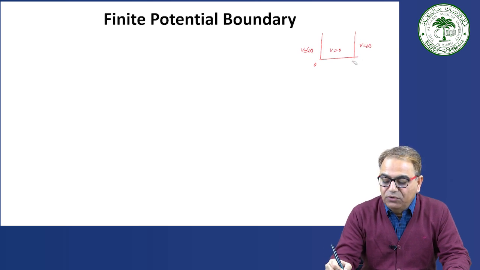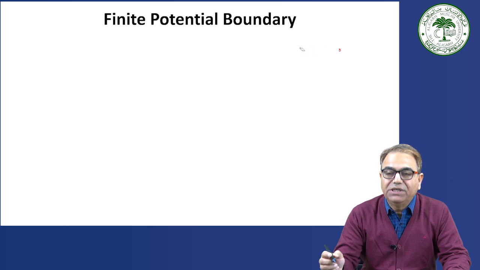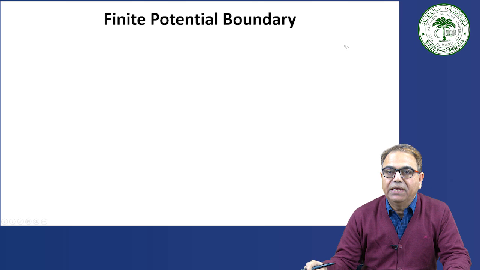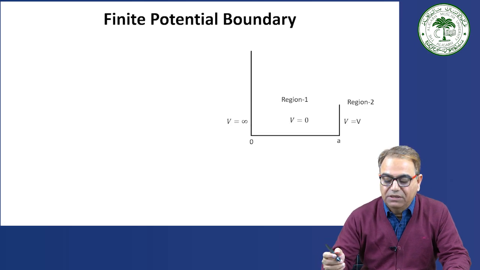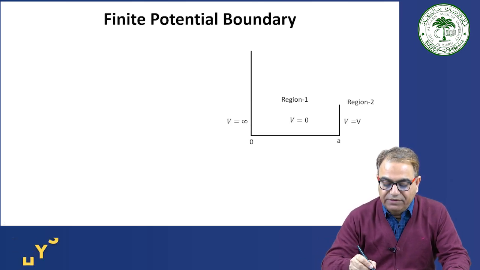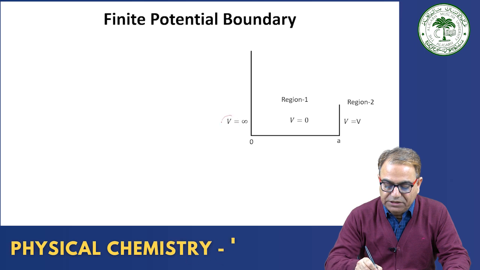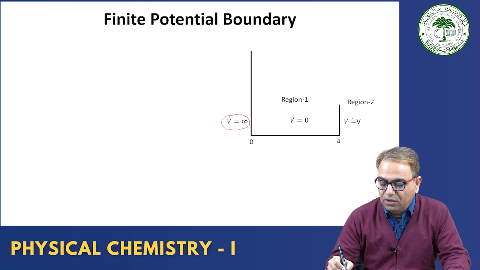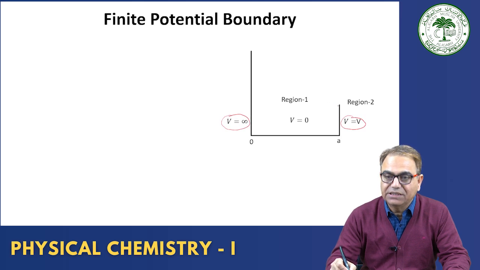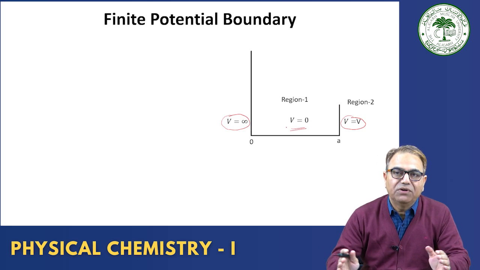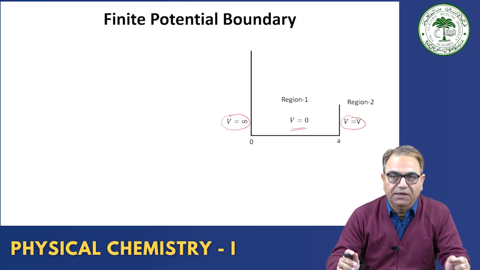Now what I am going to tell you is a box where the potential energy outside one of the boundaries is finite, not infinite. So in this box, on the left hand side you have potential energy V equal to infinity. On the right hand side you have potential energy V equal to V. So the boundary height is less. And in region 1, inside the box, the potential energy is equal to 0. So a slight departure from the particle in a one-dimensional box which we have done.